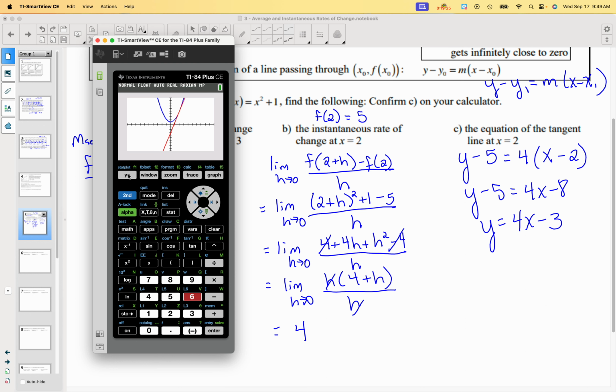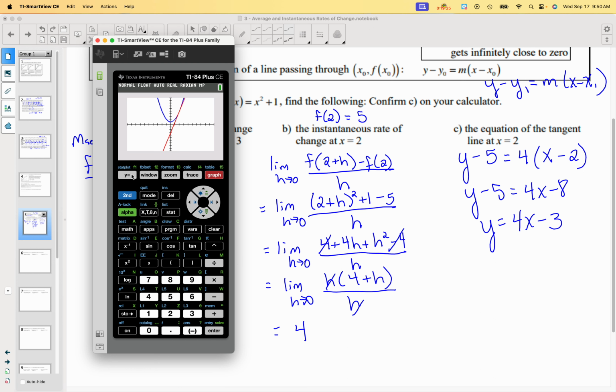So on my calculator, I graphed y equals x squared plus 1. So that was f of x. And then in y2, I graphed my equation of the tangent line, y equals 4x minus 3. When I look at that graph, I can see that it does indeed look like a tangent line, but does it actually hit at the point 2,5?